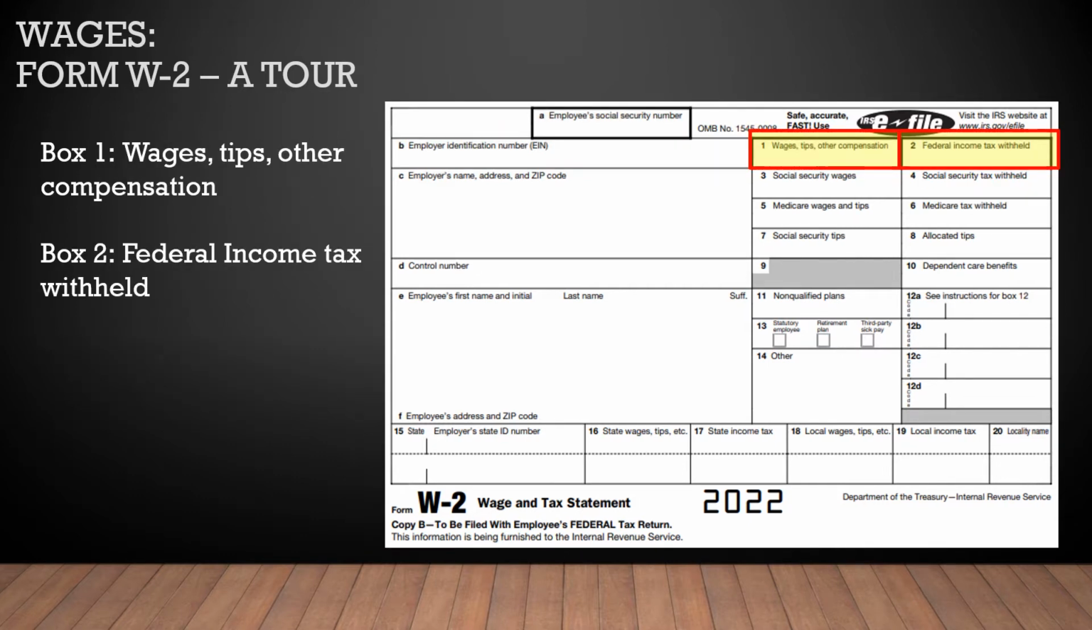Moving on, Box 1 is where the employer will report wages, tips, and other compensation. And then Box 2 is where the employer reports the federal income tax that was withheld throughout the year.